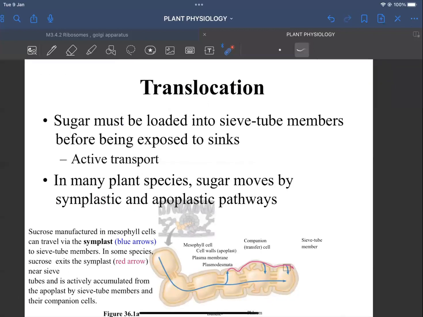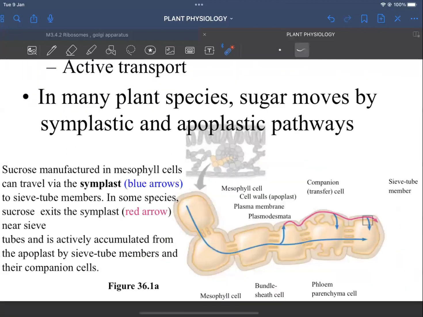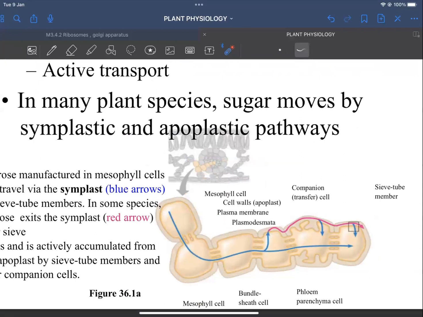Sugar must be loaded into sieve tube members before being delivered to the sink, the final destination, through active transport. In most plant species, sugar is going to move by the symplastic and apoplastic pathways. So the sucrose manufactured in mesophyll cells can travel via the symplast, which is the blue arrow, through the plasmodesmata to the sieve tube members. In some species, sucrose is going to exit the symplast into the cell wall, near the sieve tube, and is actively accumulated from the apoplast by sieve tube members and also the companion cells.